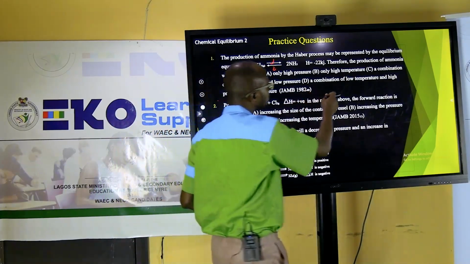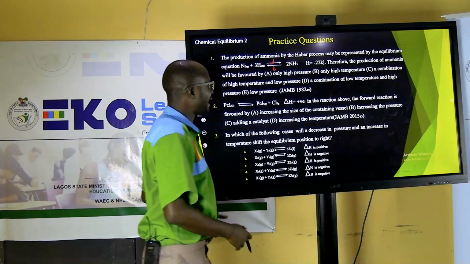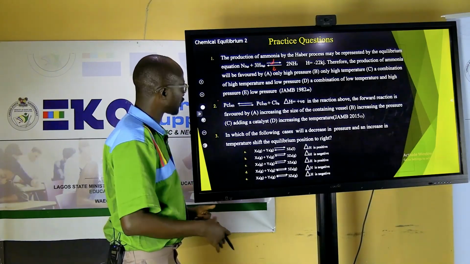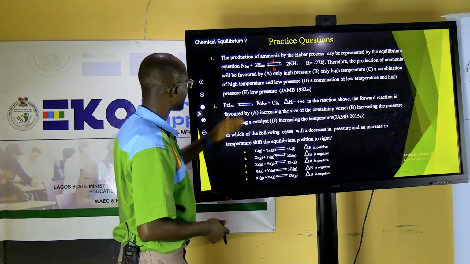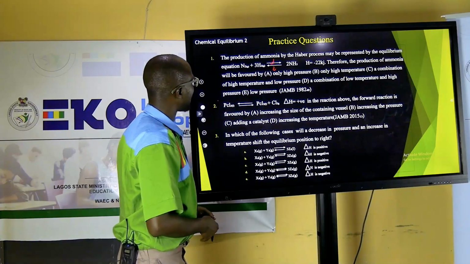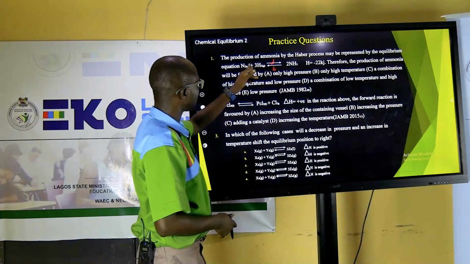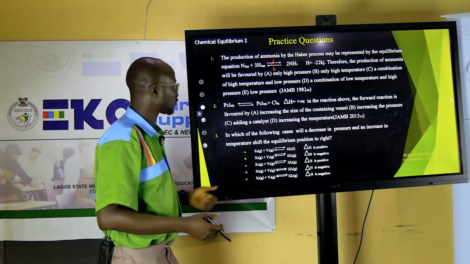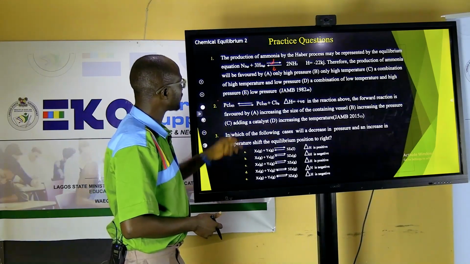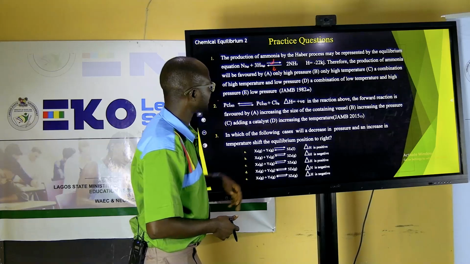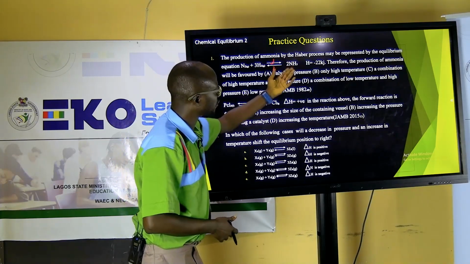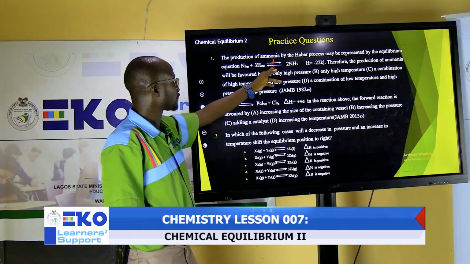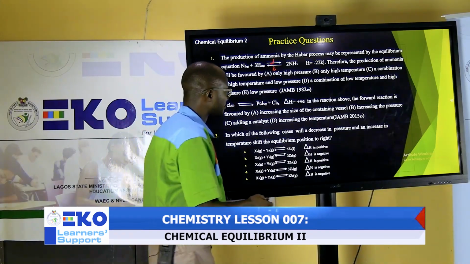This is a combination of low temperature and high pressure. Let's look at it. This has been confirmed to pressure. The forward reaction leads to decrease in pressure. The backward reaction leads to increase in pressure. You agree with me that to favor the production of ammonia, there needs to be a high pressure.